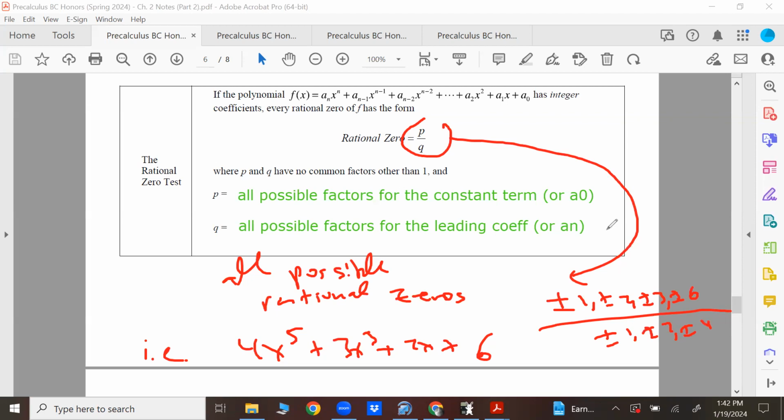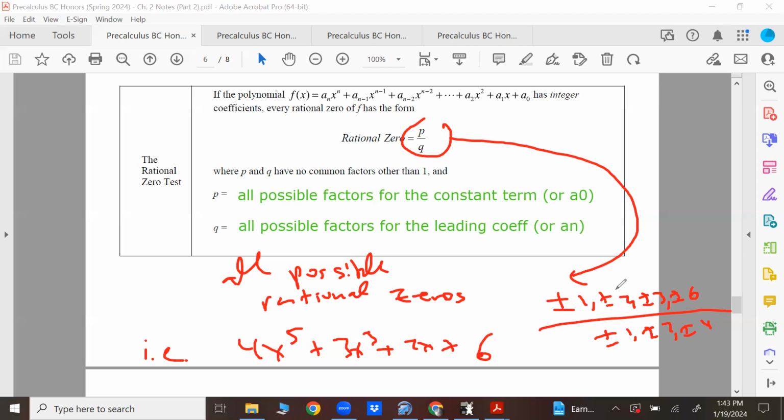If I were to actually work that out, I'd have to divide each of these 8. There's 8 numbers in the numerator. Each of these divided by 1 is, of course, itself. Divide all these by 2, the one that would be unique is 3 halves. Divide all these by 4, actually also 1 half would be unique. I think 1/4 and 3/4 would also be unique, if I'm not mistaken.